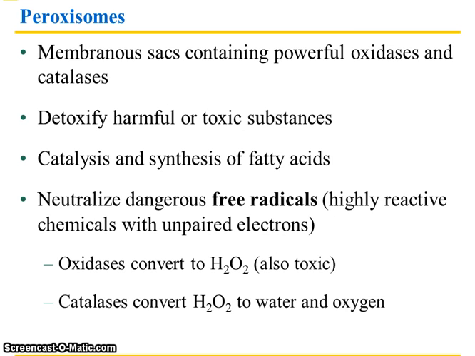Peroxisomes. You've got membrane-bound sacs with very strong enzymes inside. They detoxify harmful substances. What they do is they neutralize free radicals, these highly reactive chemicals. Their electrons are unpaired, so they're looking to make reactions. First, they have enzymes that convert the free radicals into H2O2, hydrogen peroxide, which is also toxic. So then they have enzymes that convert that into water and oxygen. So when you put hydrogen peroxide on a wound, that's what's happening when it bubbles. You're making oxygen.